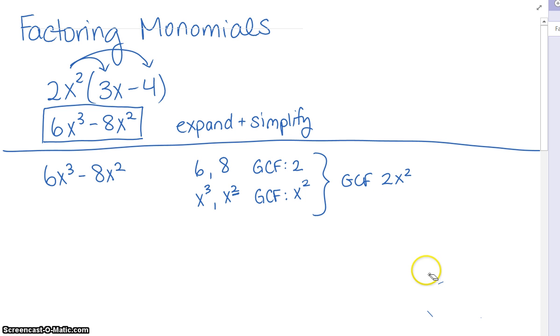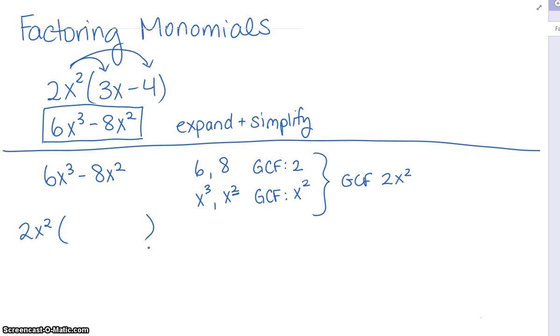It divides out both terms, and we can move it out front as a factor that can then be multiplied by another binomial that will result in 6x cubed minus 8x squared. So you write your greatest common factor on the outside, and we need to figure out what's going to go in the brackets to make sure that they are an equivalent statement.